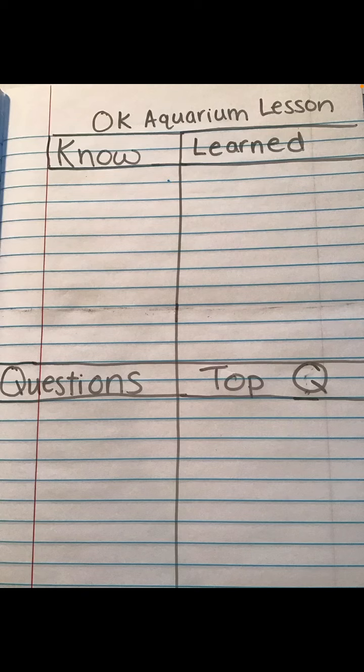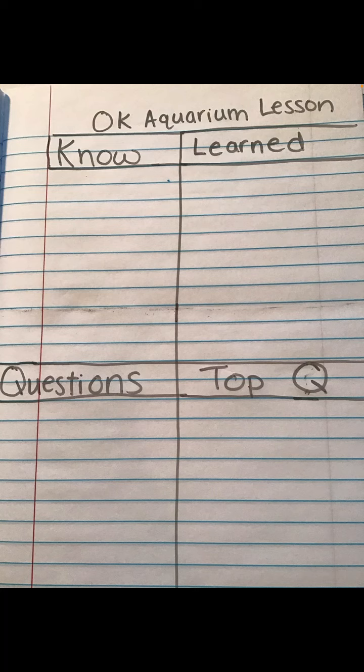Hi, third graders. The first thing that we are going to do today is set up our notes for our lesson with the Oklahoma Aquarium. So you need to find a line sheet of paper. You need to then, at the very top in that white space, write OK, that's the abbreviation for Oklahoma, OK Aquarium Lesson. That should be spelled correctly.